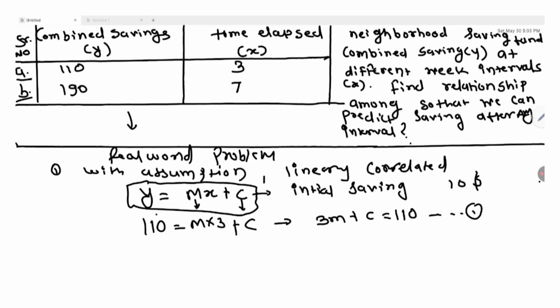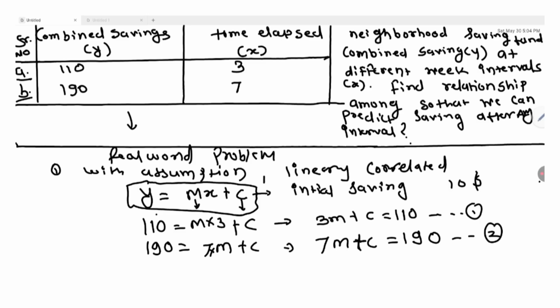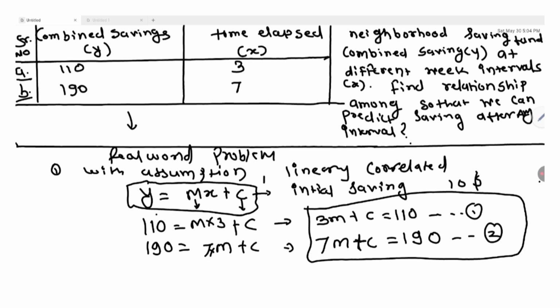Now what is the second? The second row, I will directly write that 190 equals 7m plus c, which is 7m plus c equals 190. So again, we are at the same stage. We got two simultaneous equations to solve.